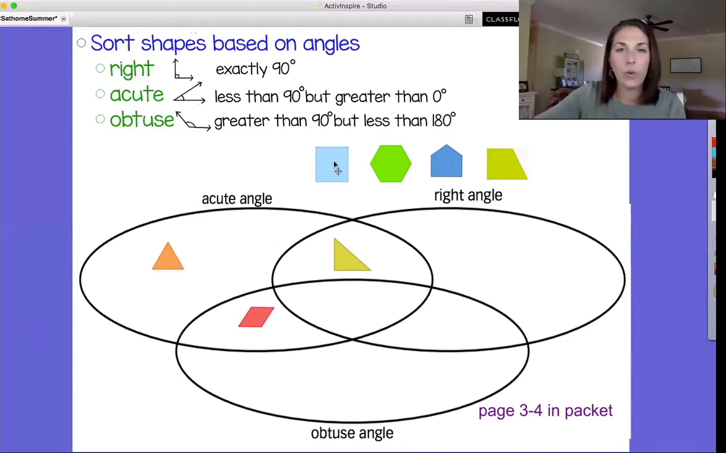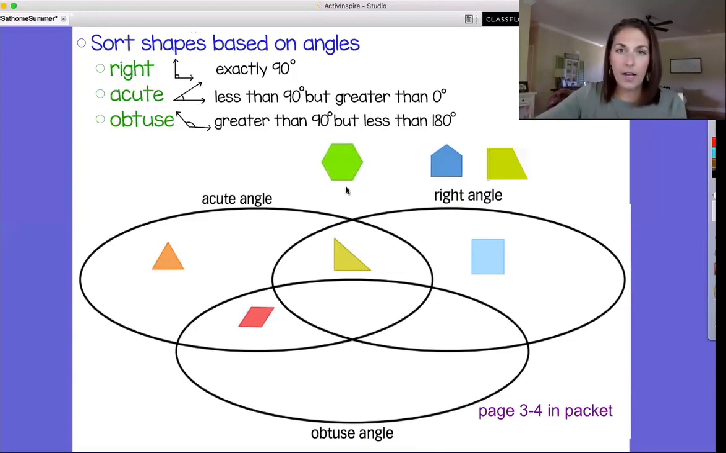All right, let's look at the square. I see 4 angles. All of those 4 angles look exactly the same. And I can draw perfect squares in each of those corners, which tells me that there are 4 perfect right angles. So I'm going to place this square into my category of right angles only. Okay?